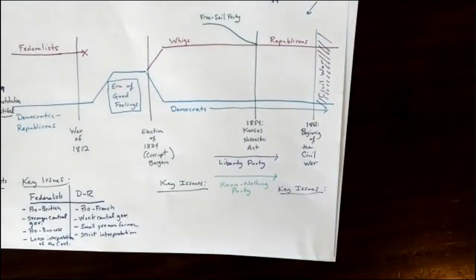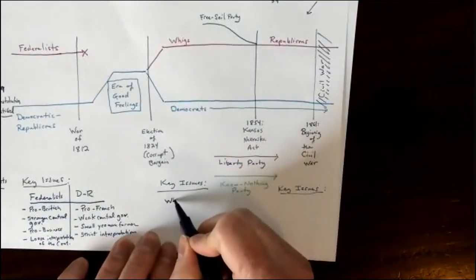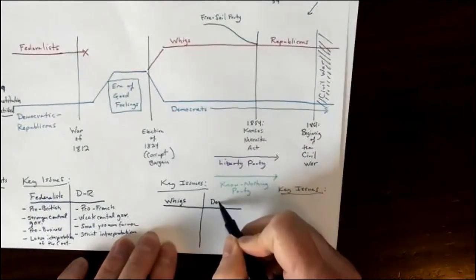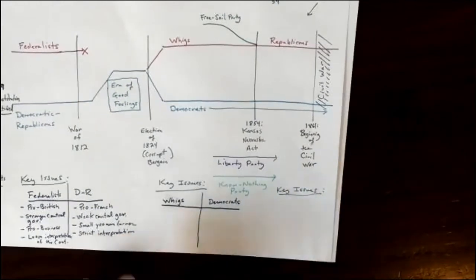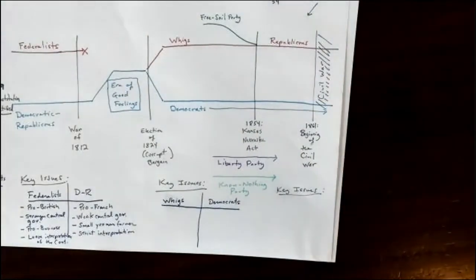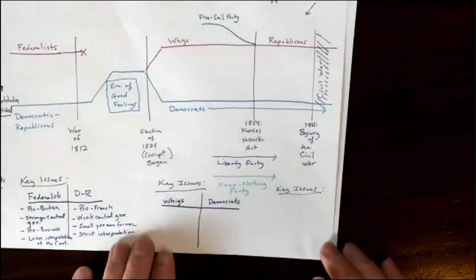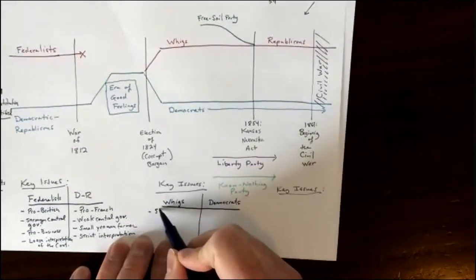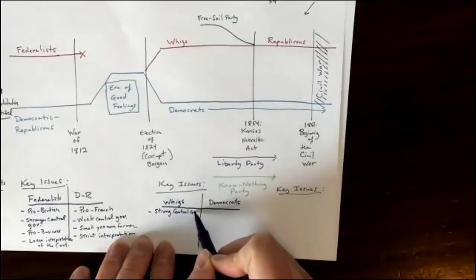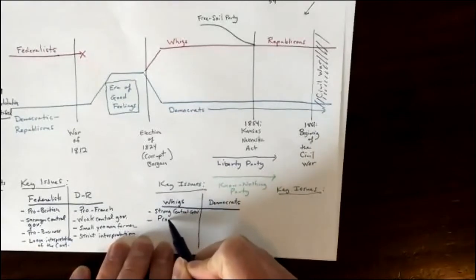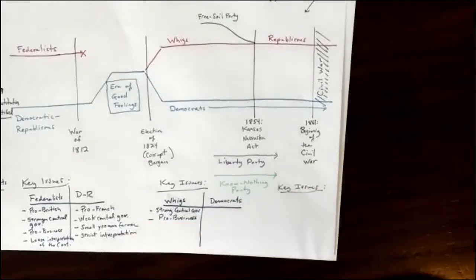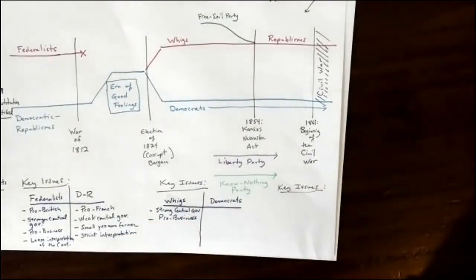All right, so I'm going to put Whigs over here, and then I'm going to put Democrats on this side. Okay, hopefully that's enough room. So let's talk about the differences between the two. The Whigs are very similar to the Federalists in that they wanted a strong central government. And they also tended to be pro-business, just like the old Federalists. So that's one way in which the Whigs were defined.